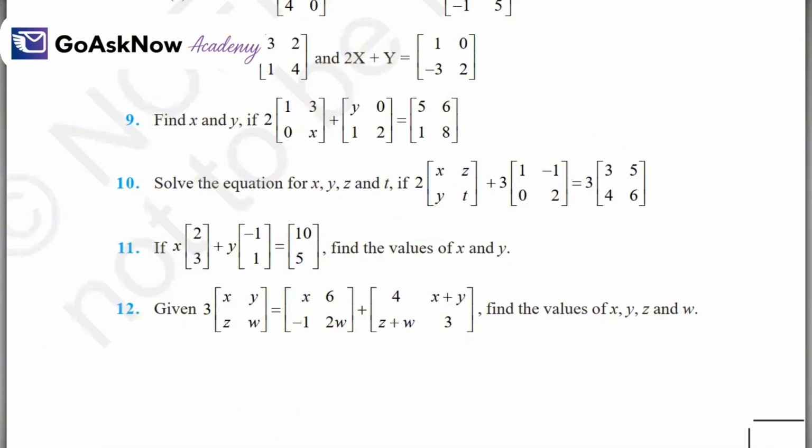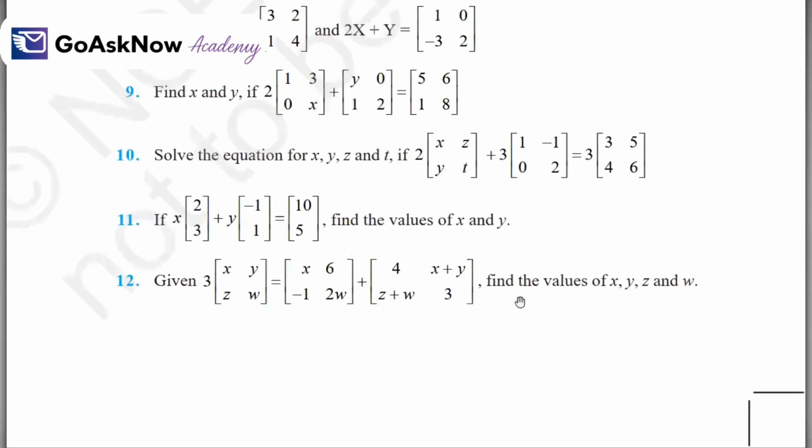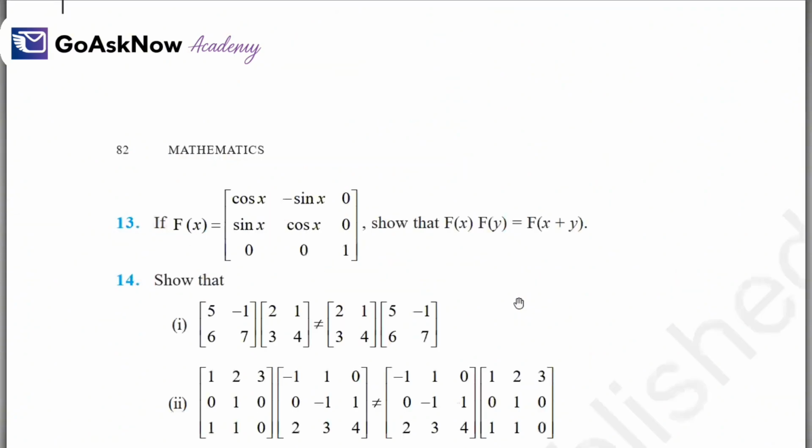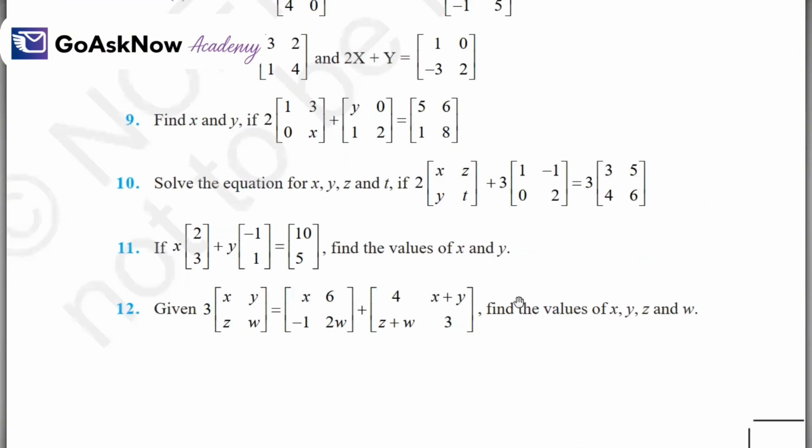Your 12th question is: given 3 x y z w is equal to x 6 minus 1 2 w plus 4 x plus y z plus w and 3, find the values of x, y, z and w. This question is similar to the previous two examples. Here you are given four variables, x, y, z and w, and you have to find the value of each variable. Just do the calculation, you will get linear equations of two variables for both pairs, and you will find the values of x, y, z and w.